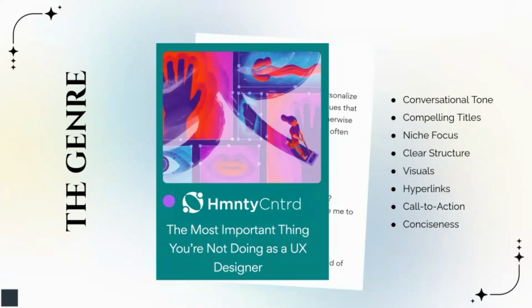So when we're looking at the genre of a blog article, there's some conventions that most of them follow. For instance, they typically have a conversational tone, a little bit less formal writing style. They have compelling titles, something that catches your eye because there are a lot of different digital blog articles and just articles online. So it's something that you should be able to notice in a search query.